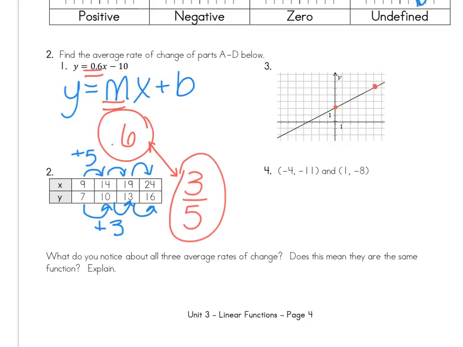All right, let's find the slope. How did I get from the left point to the right point? I always go from left to right. So what did I do? Well, I had to go up 3.